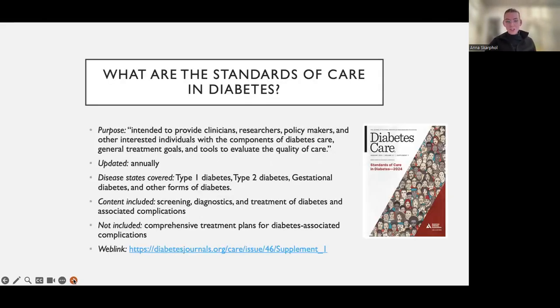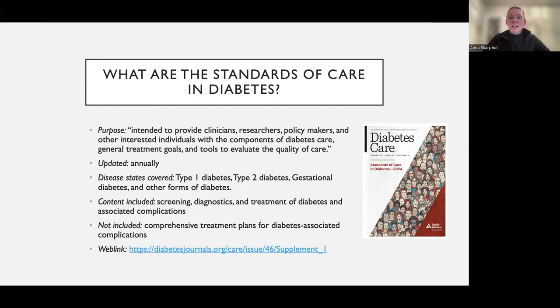So to get things started off, we're just going to talk a little bit about what the standards of care in diabetes are. You guys might already be familiar. The purpose of the standards of care in diabetes is to provide clinicians, researchers, policymakers, and other interested individuals with the components of diabetes care, general treatment goals, and tools to evaluate the quality of care.